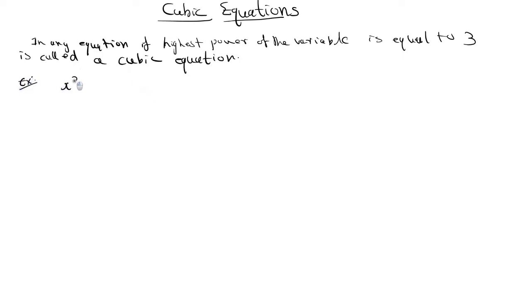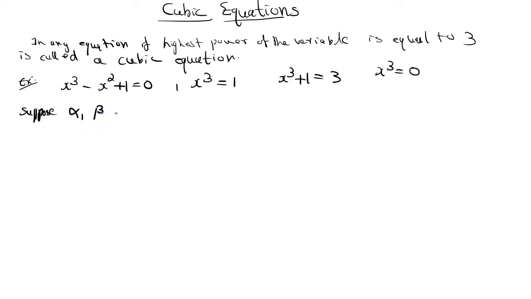See, suppose x cube minus x square plus 1 equal to 0. See, the highest power of the variable is 3. Or x cube is equal to 1, or x cube plus 1 is equal to 3, or x cube is equal to 0. Observe all these examples. You can see the highest power of variable x is equal to 3. So in any equation, if the highest power of the variable is equal to 3, we call that equation a cubic equation.